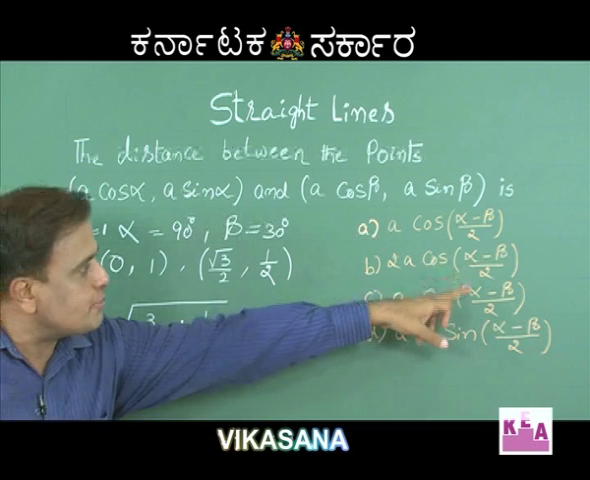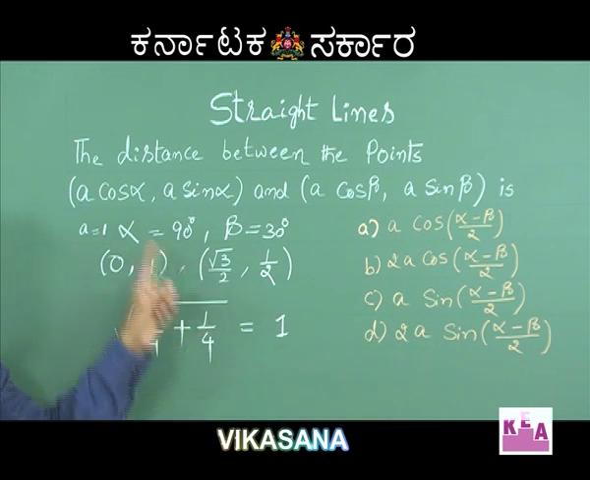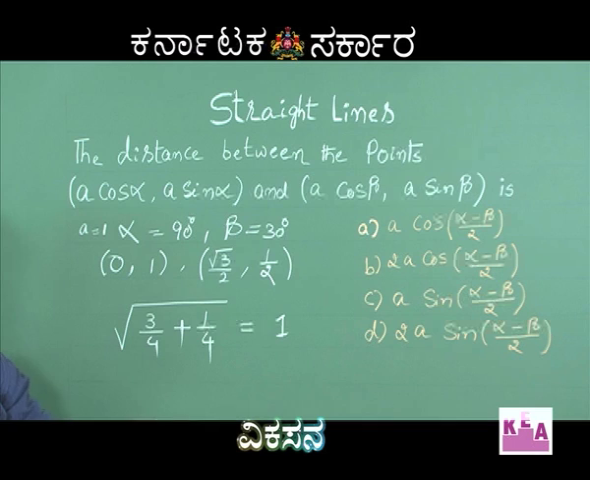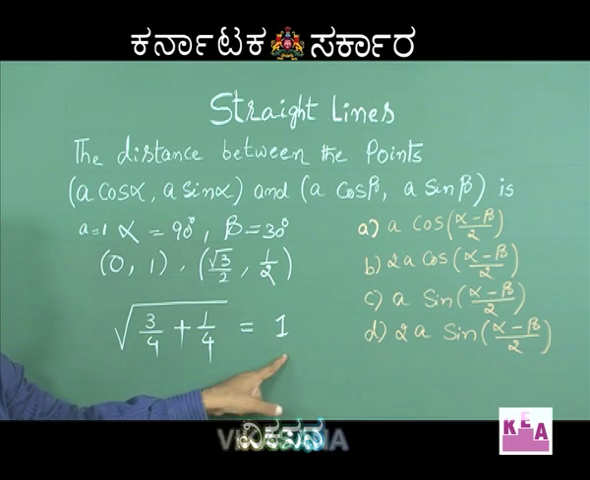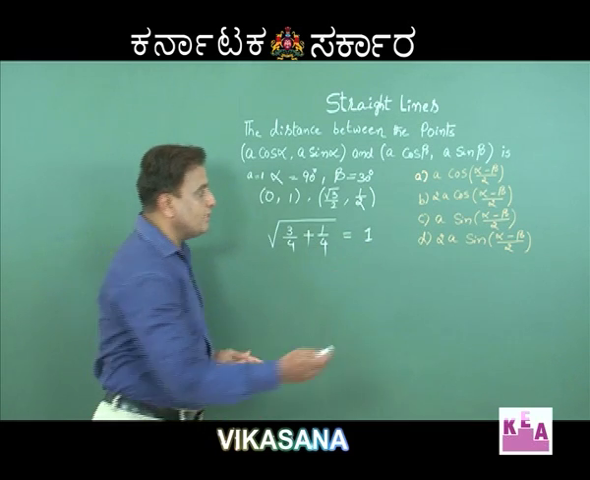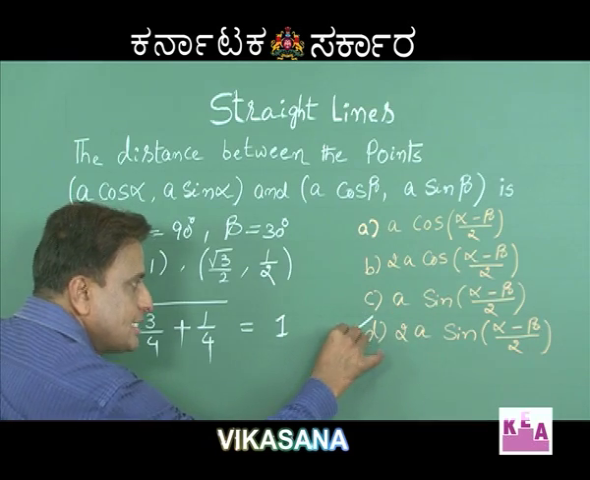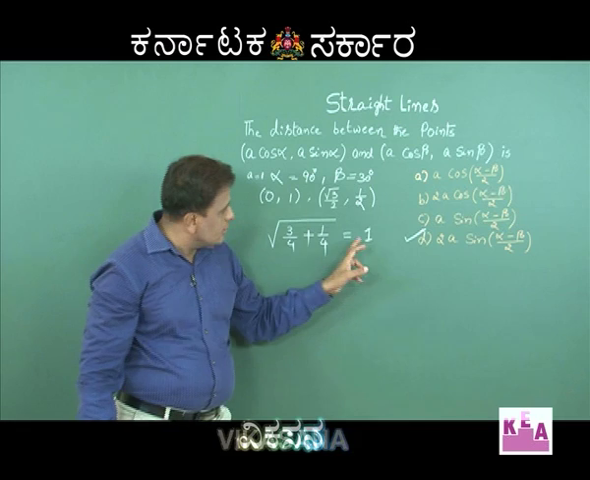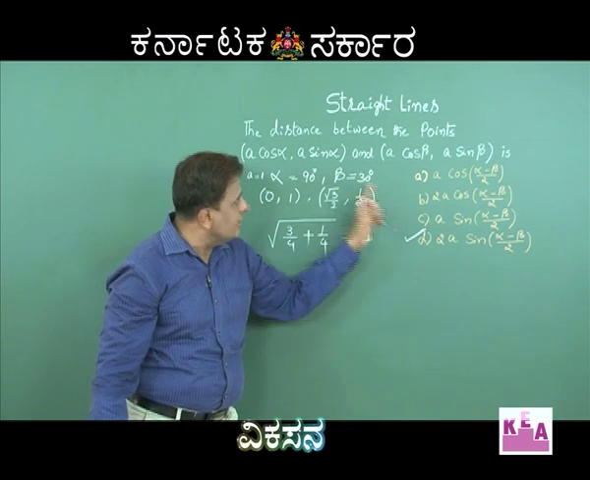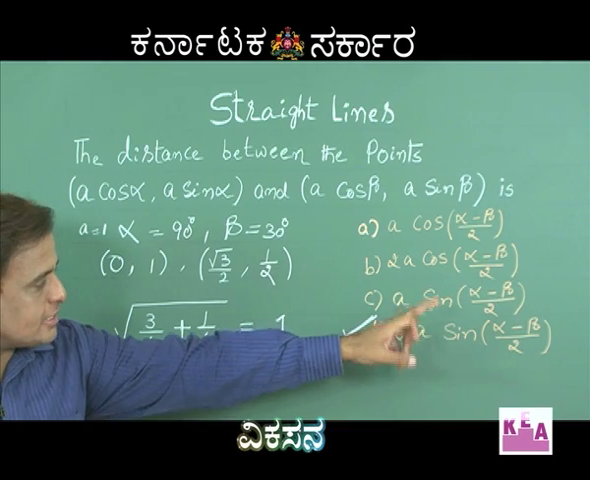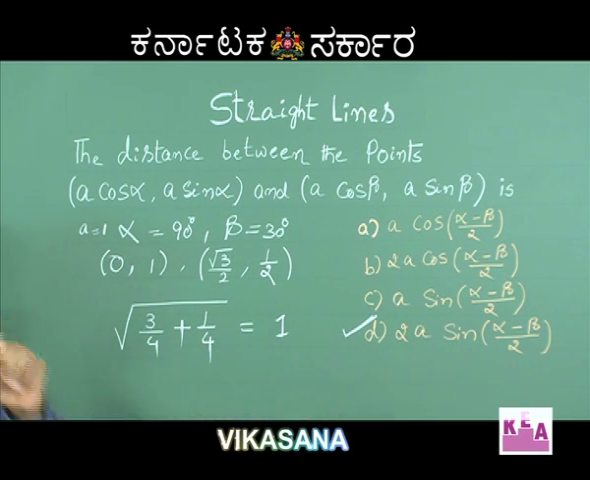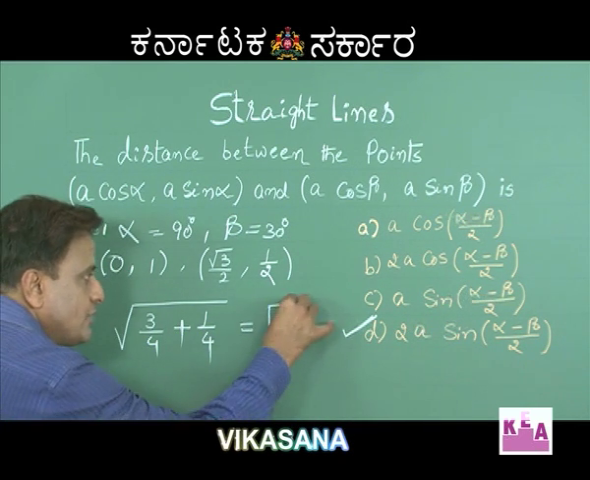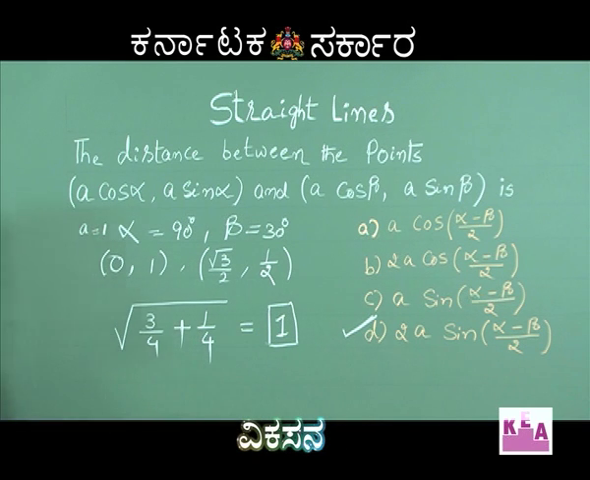And here also alpha minus beta by 2, alpha is 90, beta is 30, 90 minus 30 is 60, by 2 is 30. Sin 30 you get 1 by 2, which is not equal to 1. Absolutely, we are left with only one option. Option D is the correct option, because if you substitute alpha equal to 90, beta equal to 30, 90 minus 30 is 60, by 2 is 30, sin 30 is 1 by 2, the 2 gets cancelled, A is equal to 1, therefore the answer will match with 1. Therefore, option D is the right option.